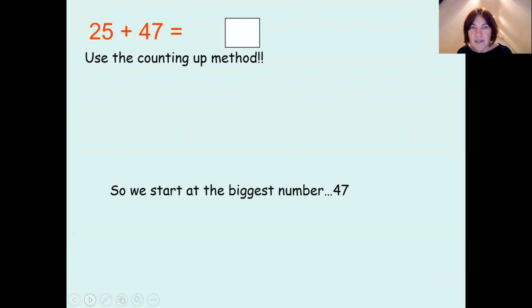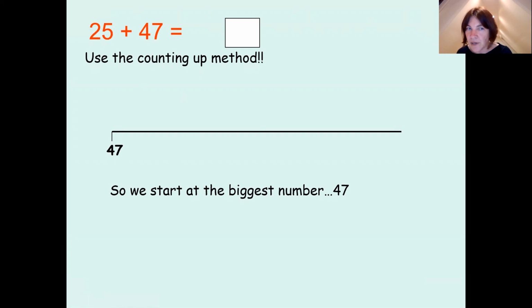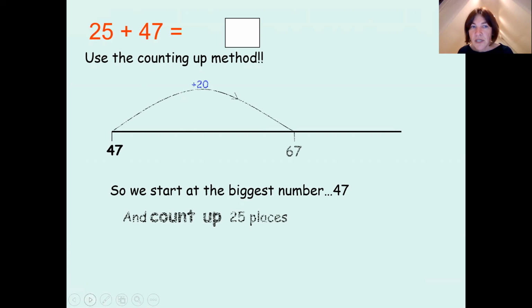This is just another example. So here we've got 25 add 47, but they would be looking at this and saying, which number shall I start with? I'm going to start with 47 because it is the largest number. I don't want to have to count on any more than I have to. So now I'm going to count two tens in one go because I'm really good at counting in tens. I know that that is 67.